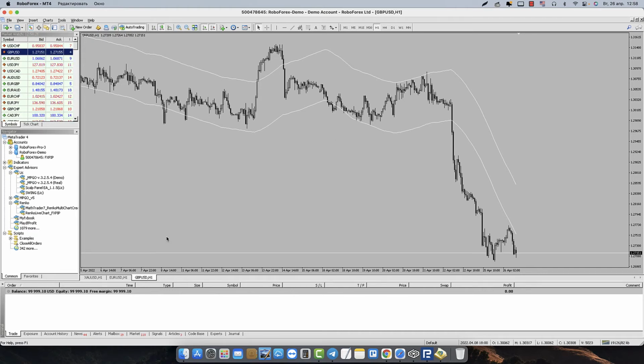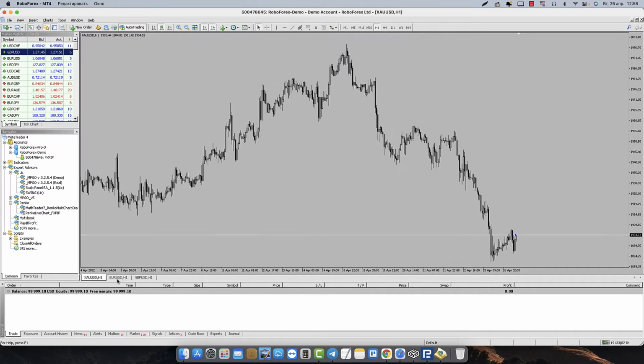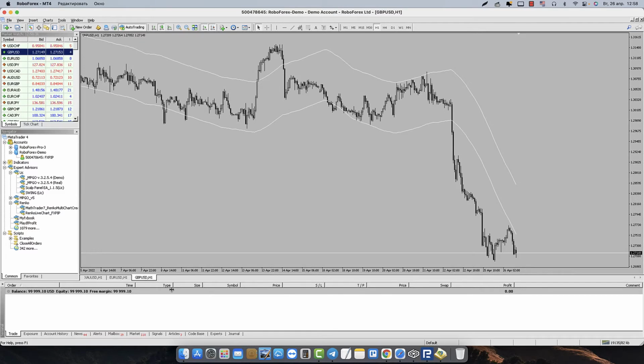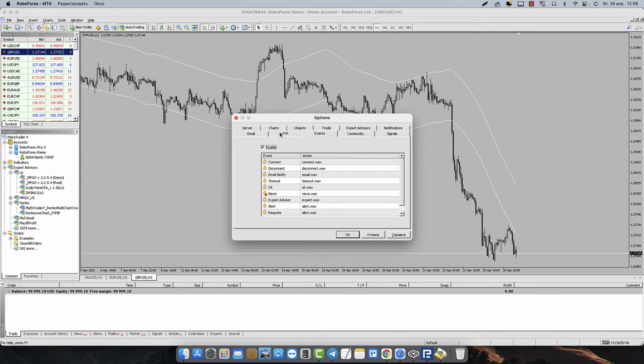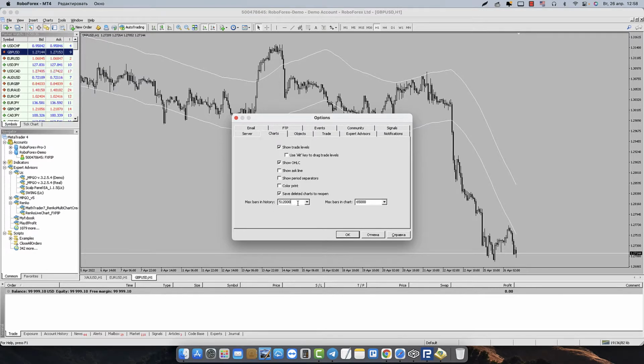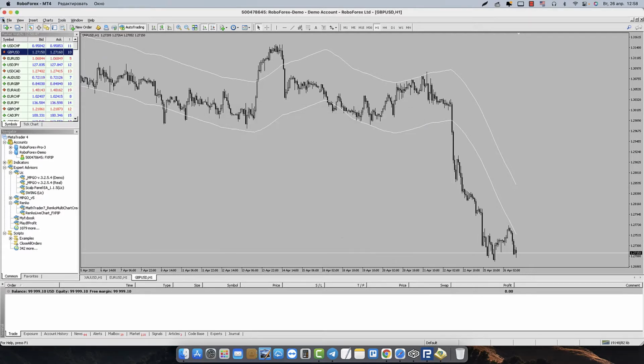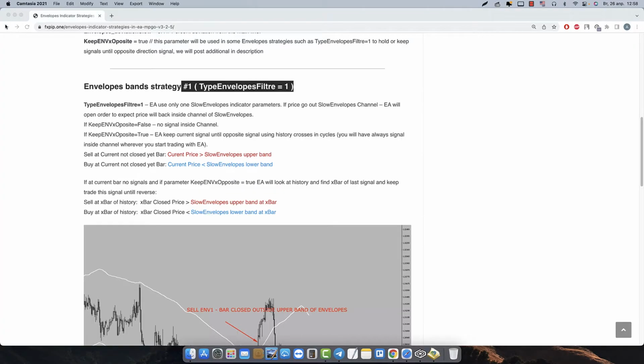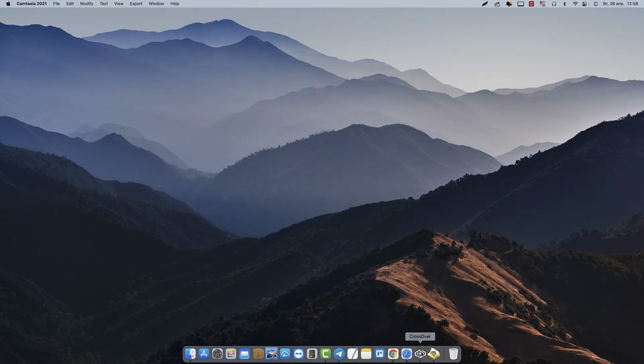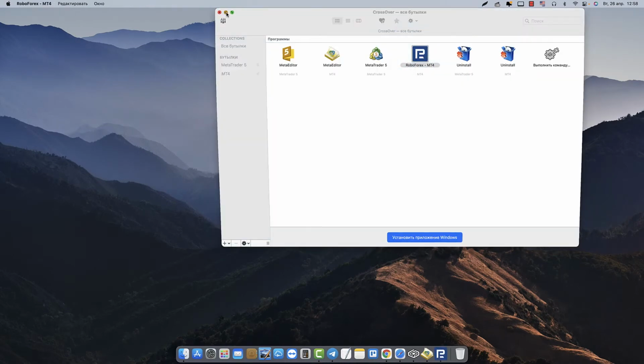So first of all, when you start to use the robot and you understand that you would like to trade only 3 pairs, for example, you have to open these 3 pairs and go to charts and set the maximum bars to 1 million, better 10 million, like this. And you have to reboot your MT4 to take effect.